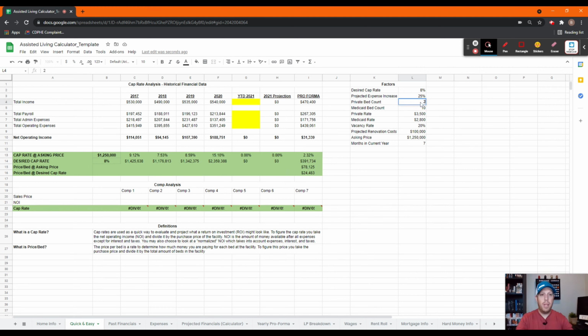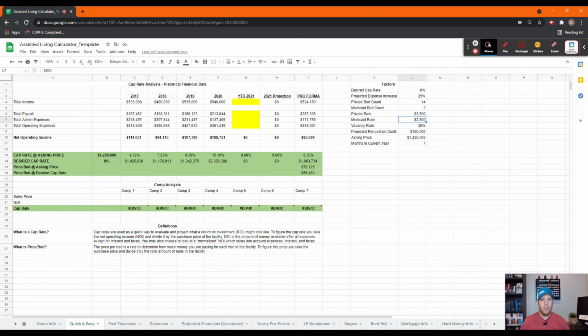We'll go back now to the example that I had in here. So we had 14 private and we had 2 Medicaid beds. Gets us up there, but you can adjust those based off of the deal, and numbers are going to adjust where you need them to be, or where they should be, based off of the P&L that you receive from the seller. Right here, these are private bed rates, Medicaid bed rates, and these are monthly rates.